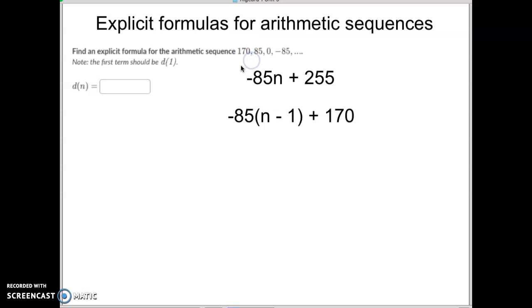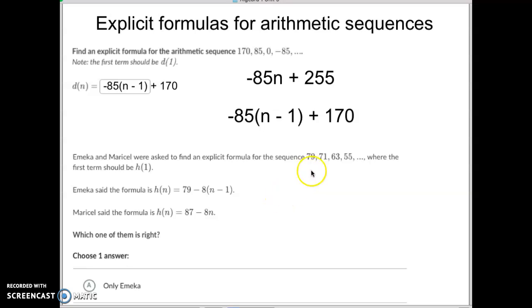Now why does it work for this one as well? Because here you didn't subtract the 1 backing up the term. So 1 times negative 85 would be negative 85. Negative 85 plus 255 is also 170. So while both of these equations are correct for sequences, the more preferred format is this one. So that's the one I will enter in as my answer there. Okay, let's do one more.